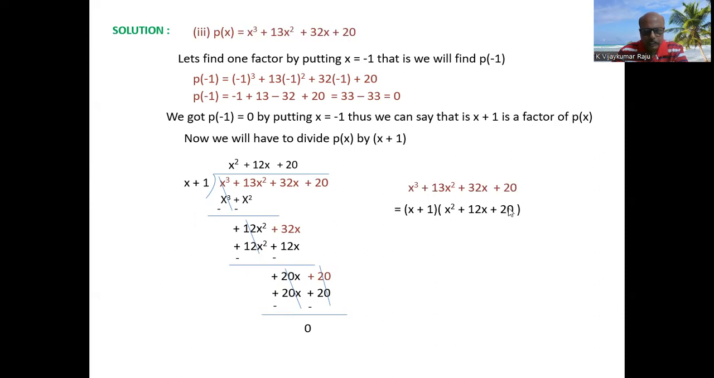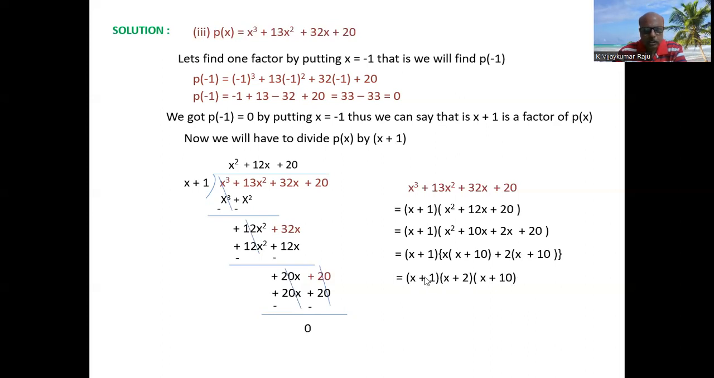So splitting the middle term again, okay, 10 2s are 20. 10 plus 2 is 12. So you will have to break this as 10 plus 2. 10x plus 2x. Common x plus 10 plus 2 into x plus 10. So x plus 1, x plus 2, x plus 10.